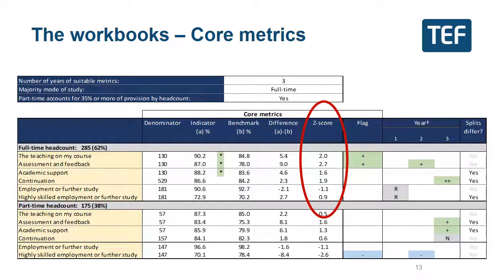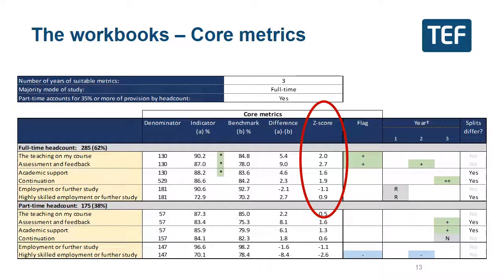So we've looked in detail at benchmarking, and the worked example I just showed you illustrates how the benchmarks are calculated and how we use them to compare a provider's expected performance with its actual performance, its indicator. And that comparison is shown in the workbook as the difference column. So that's covered the indicator, the benchmark, and the difference. Now we're going to move on to Z-scores.